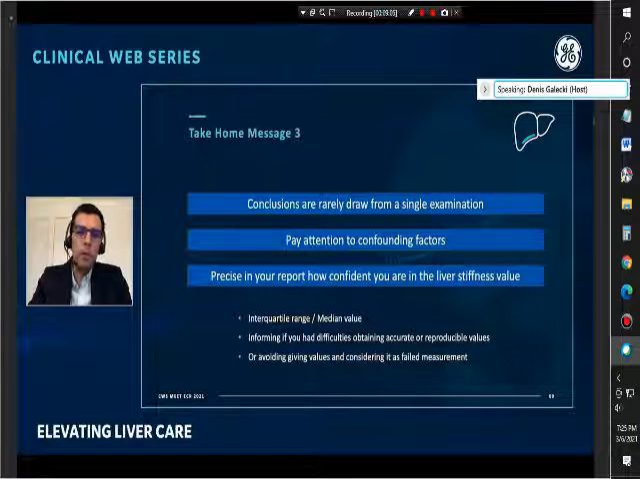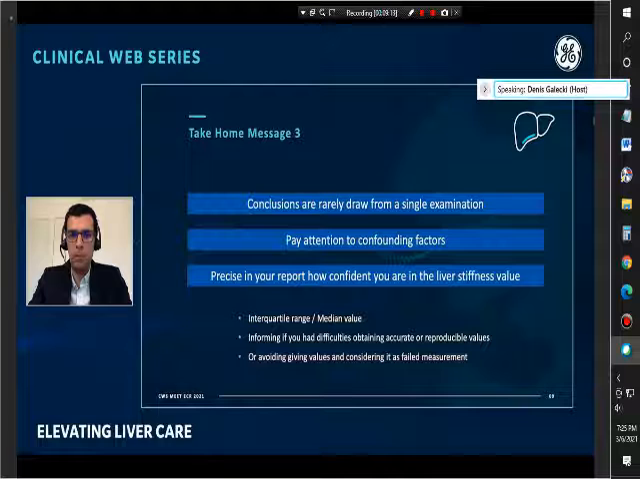It's important to understand that falsely increased values can have bad consequences for a patient, and it's clearly better to give nothing than to give an inaccurate value.